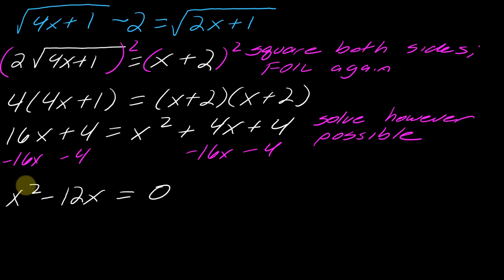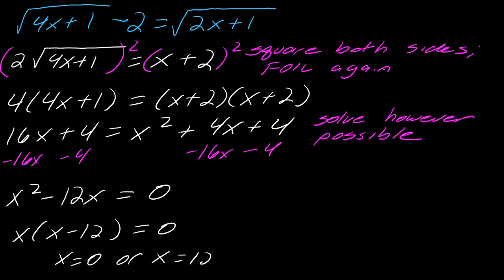Now remember, since this is squared, your goal here is to try to factor this. So you're not dividing everything by x, you actually need that so that you can see everything that makes this up. So I get x times x minus 12, and so in this case my two solutions here would be x equals 0 or x equals 12. So there are my two possible solutions.